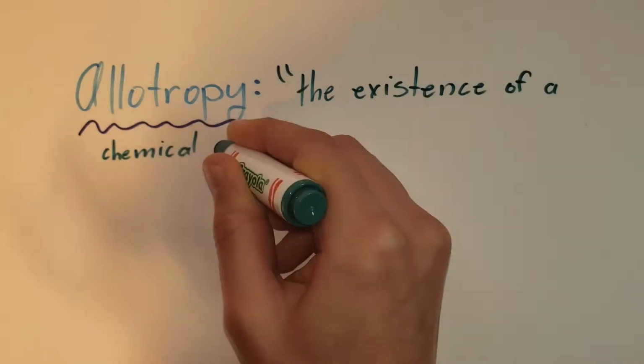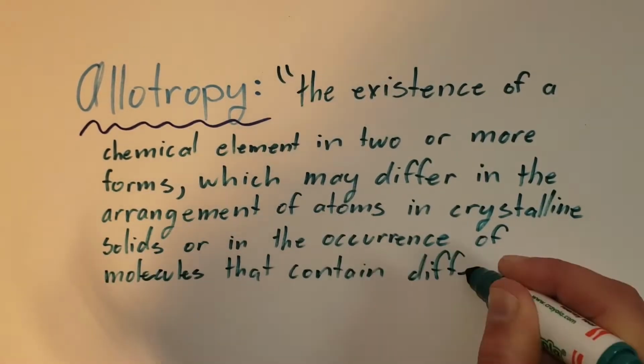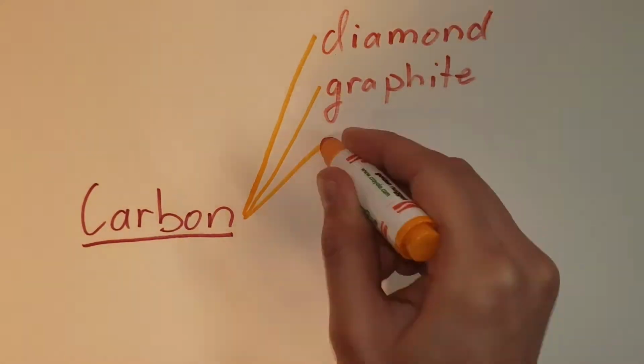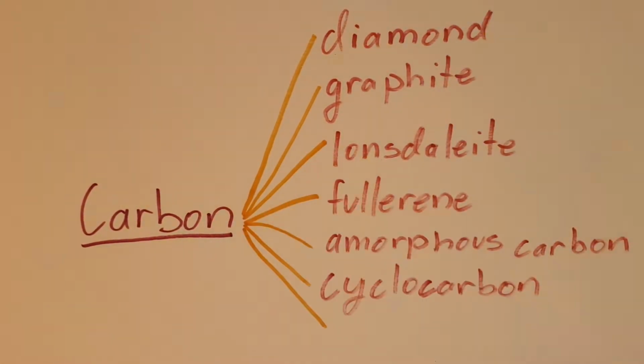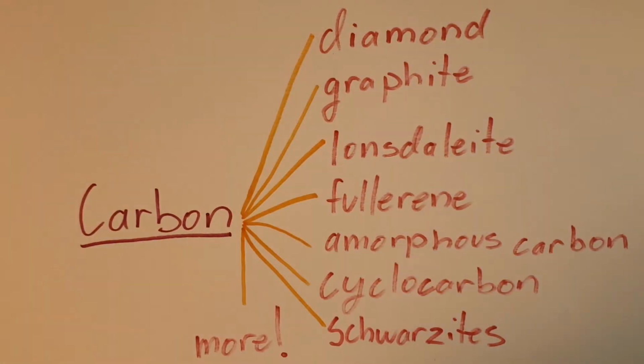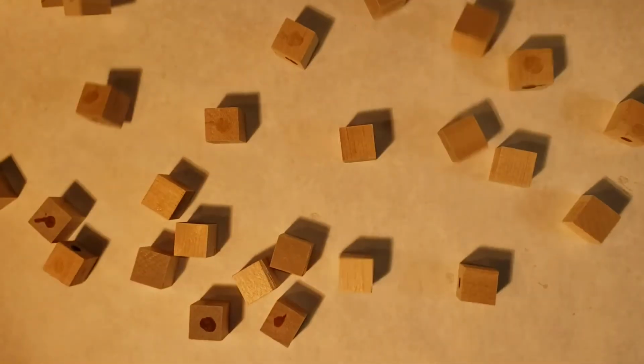When there are multiple forms in which one pure element can exist, they're called allotropes. Carbon has many allotropes, including diamond and graphite, which we're all familiar with, as well as lonsdaleite, fullerene, amorphous carbon, and more. Let me explain how allotropes can exist with wooden blocks.